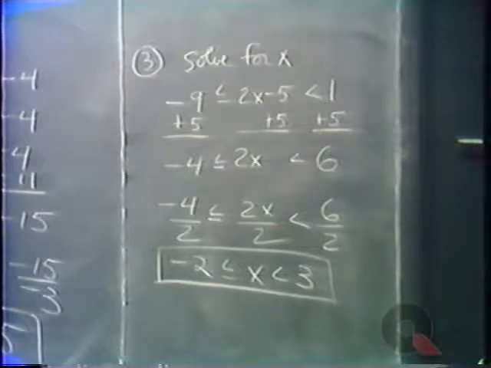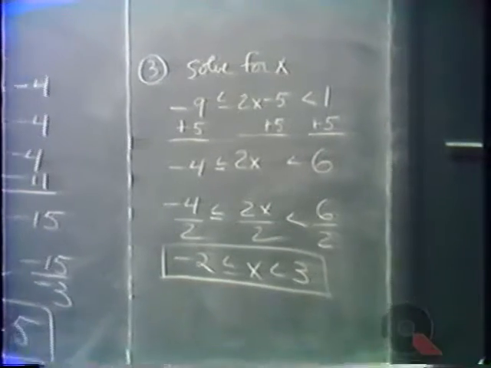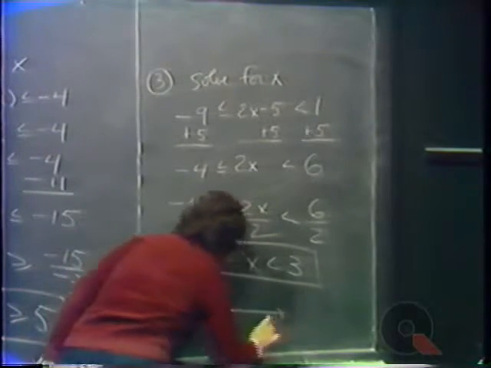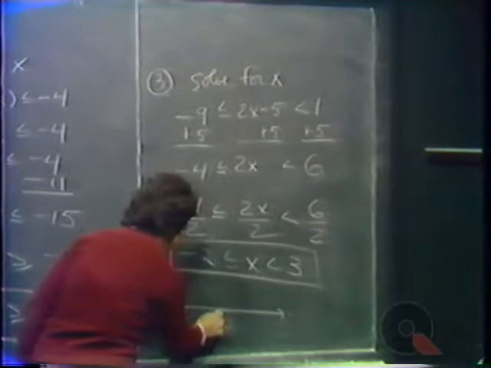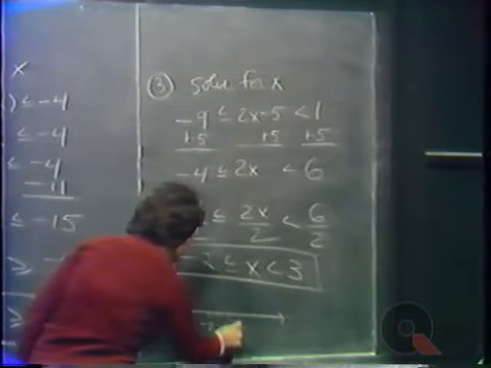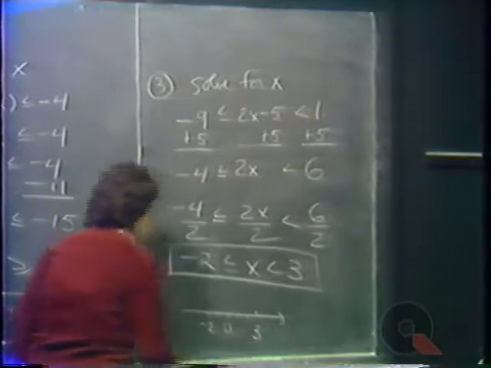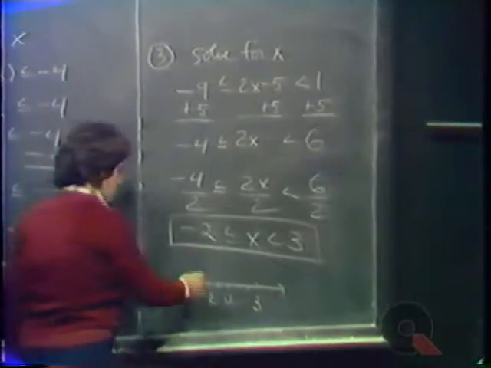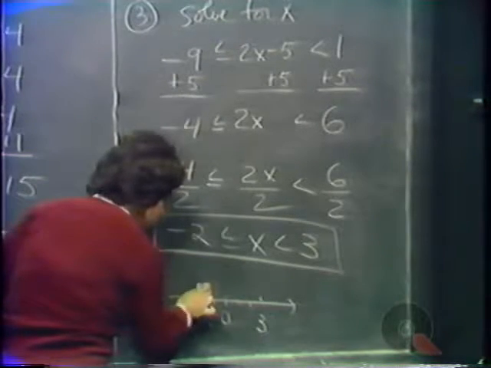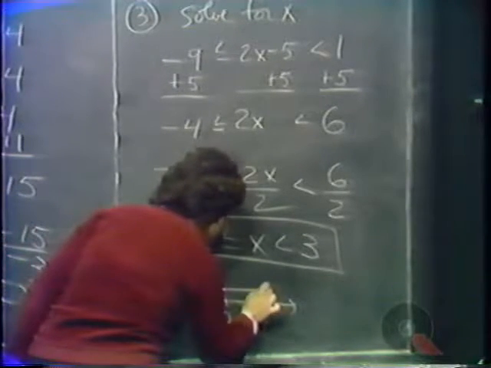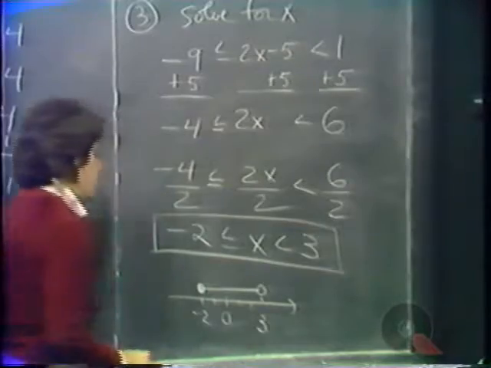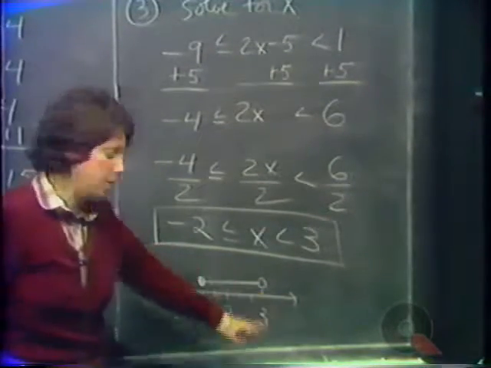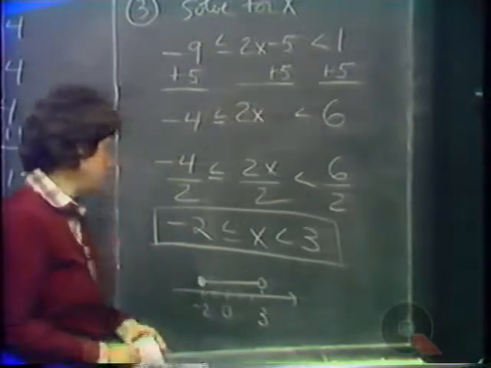By the way, if we were to exhibit these two answers, say on a number line, this one over here, this is 0, here is minus 2, 3. Here we would have, starting at minus 2 up to, not including 3. In other words, everything from minus 2 to 3. Minus 2 is included, 3 is not.